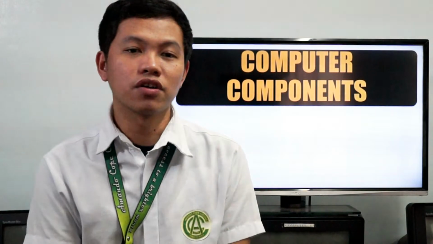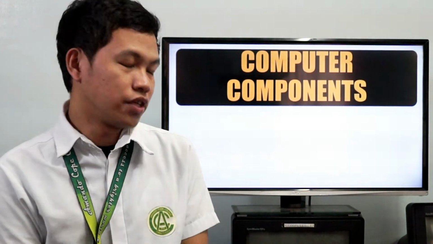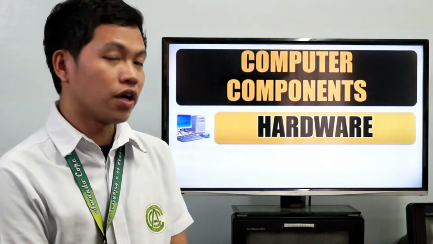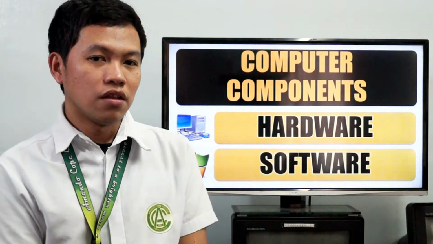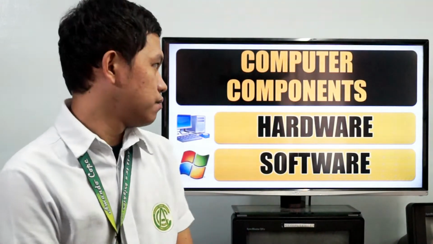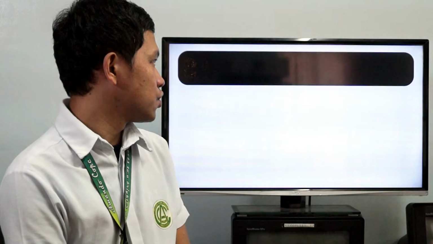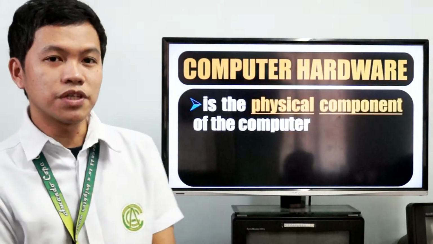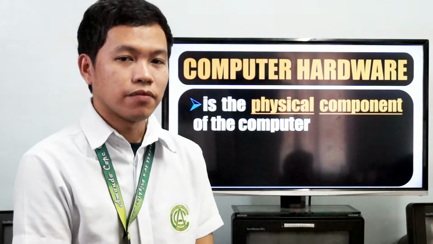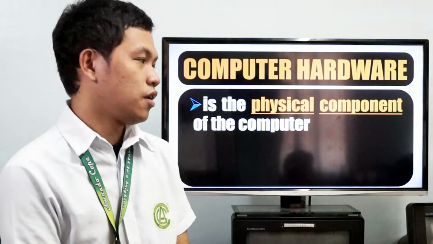A computer has two major components. The first one is the hardware, and the second one is the software. Let's talk first about the hardware. The hardware is the physical component of the computer, the parts that you can see and touch.